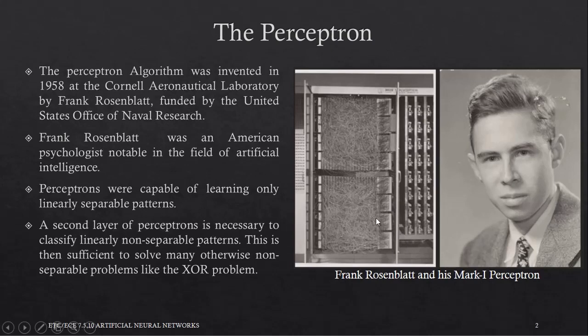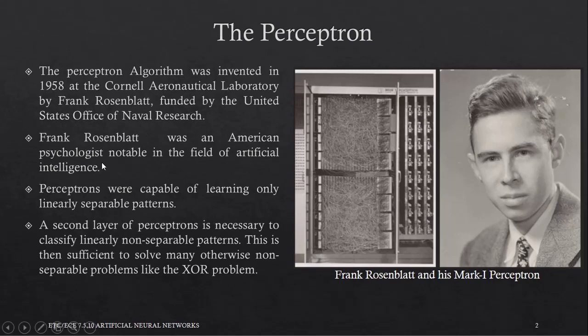The Perceptron algorithm was invented in 1958 at the Cornell Aeronautic Laboratory by Frank Rosenblatt, funded by the United States Office for Naval Research. Frank Rosenblatt was an American psychologist notable in the field of artificial intelligence.